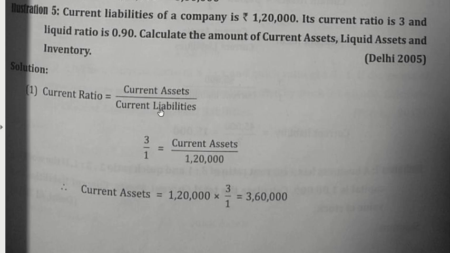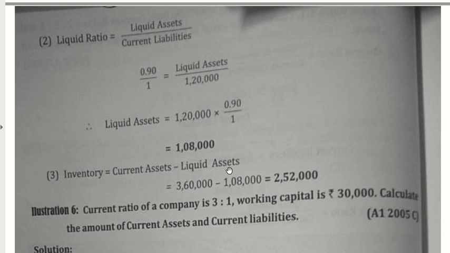So current ratio is equal to current assets divided by current liabilities. The ratio that they have given is 3 is to 1. So 3 by 1 is equal to current assets divided by current liabilities, which is 1,20,000. If we cross multiply you get your current assets to be 3,60,000.